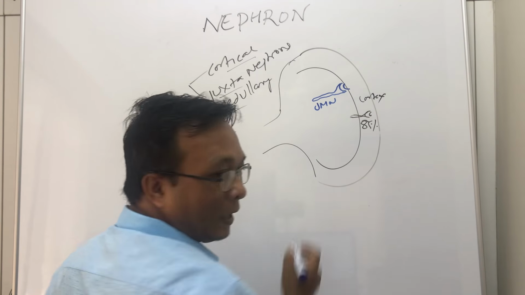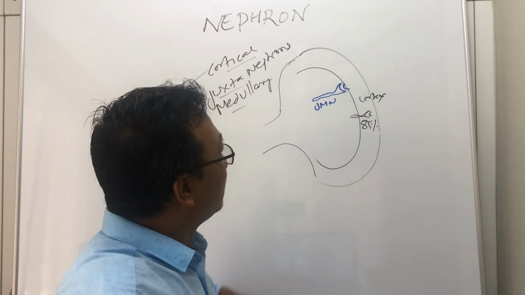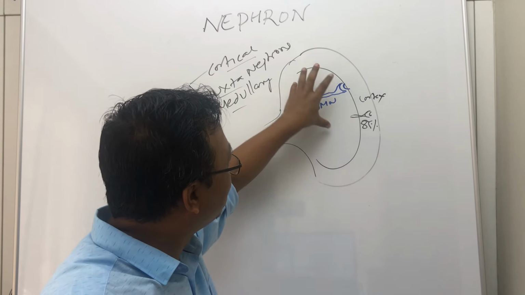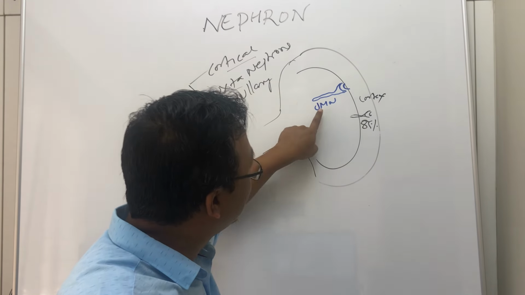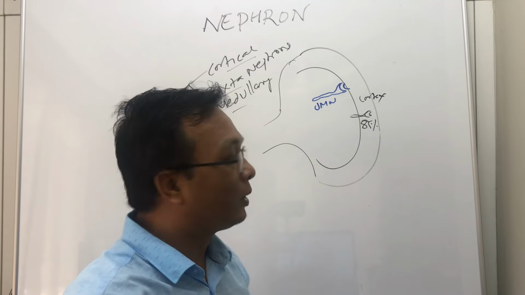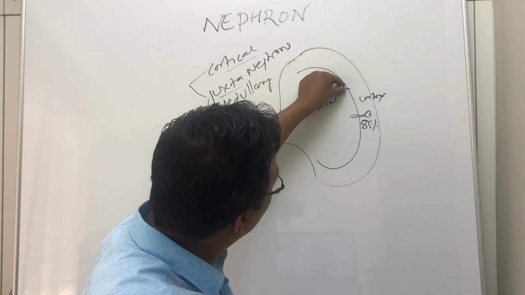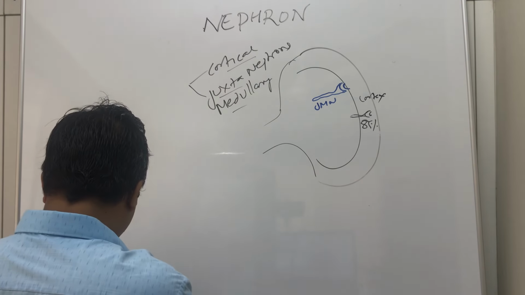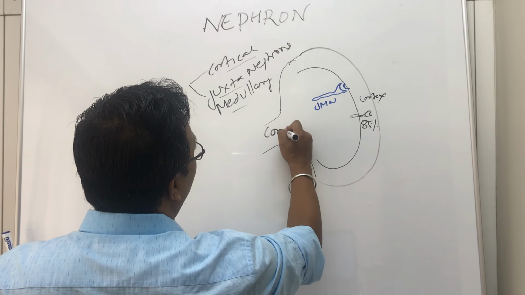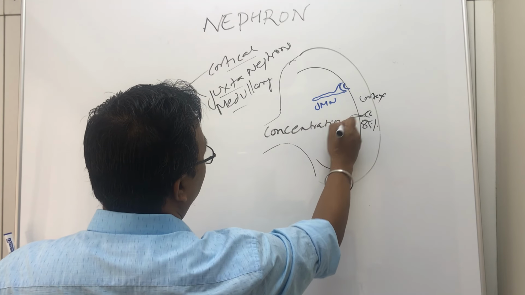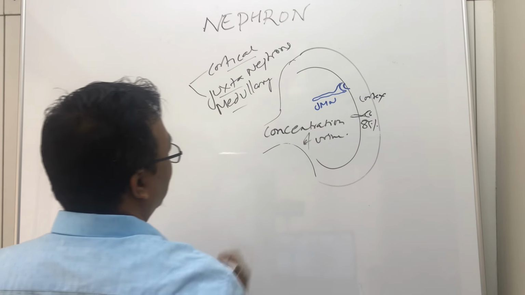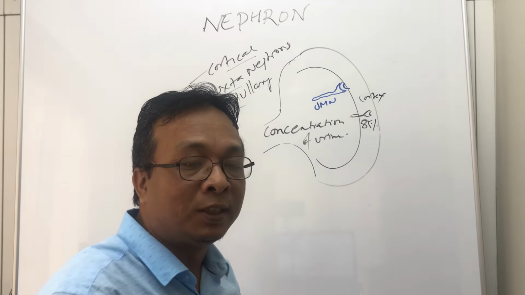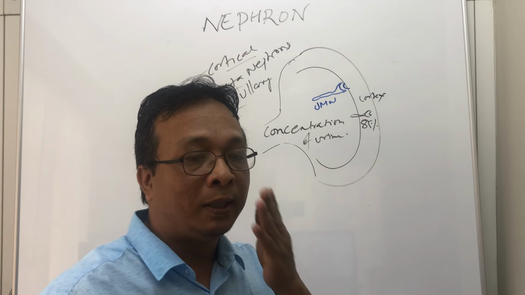And there are some cortical nephrons here. As you see in the picture, there are some lying in the cortex. 85% of the nephrons are cortical nephrons, 15% are juxta-medullary nephrons. But why are these juxta-medullary nephrons so important? Because they go deep into the medulla, and they help in concentration of urine. We'll discuss that in the next class, but you should just know today that the urine is concentrated with the help of juxta-medullary nephrons.